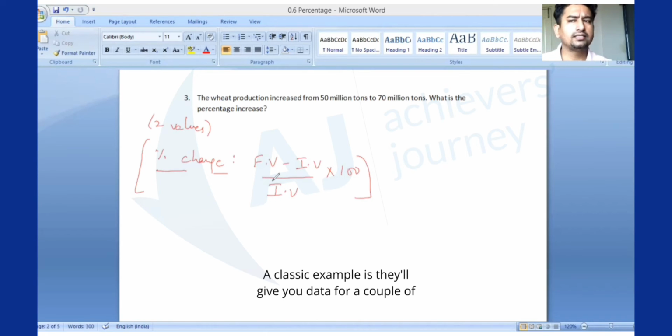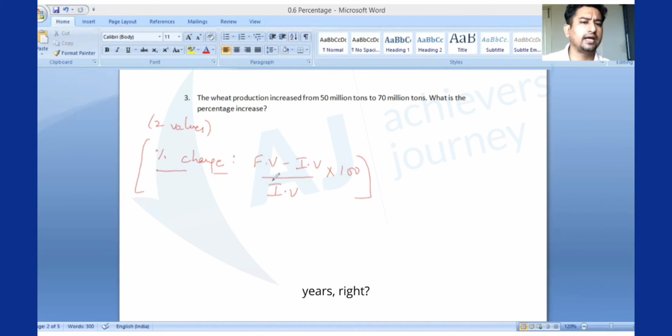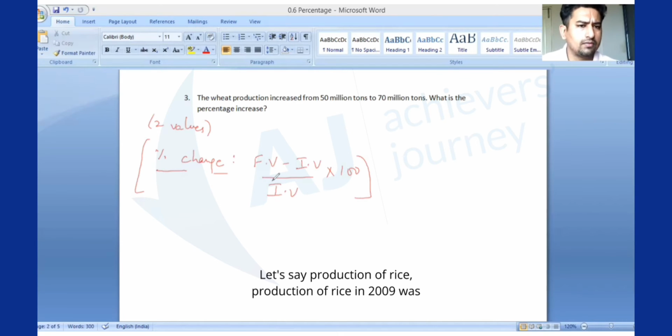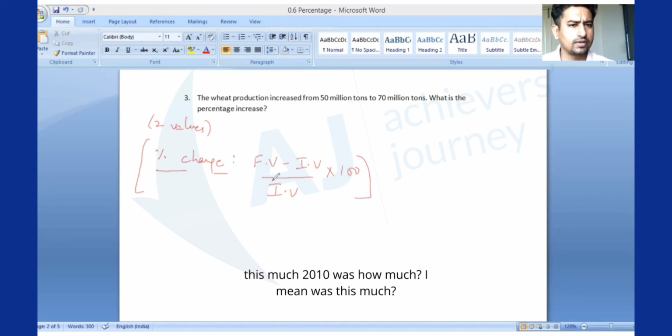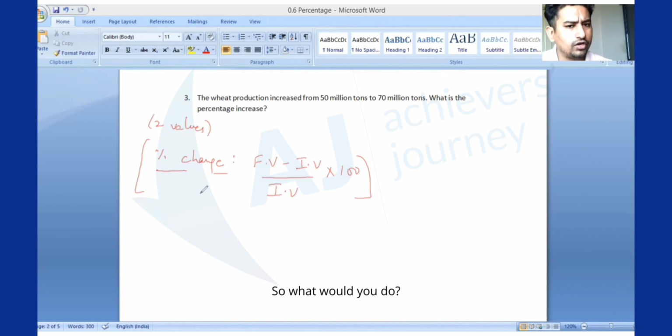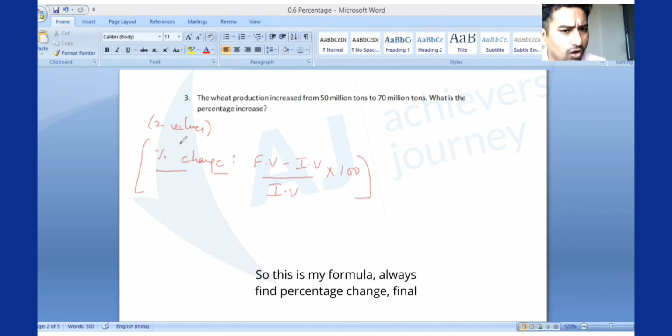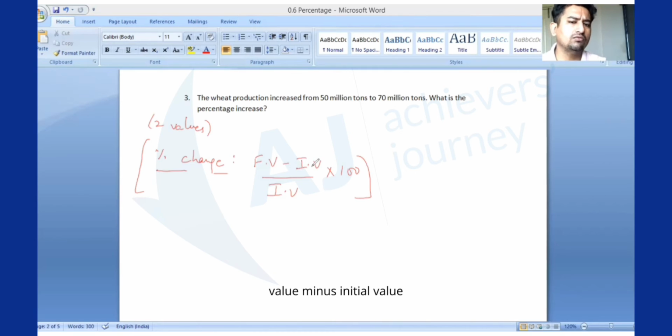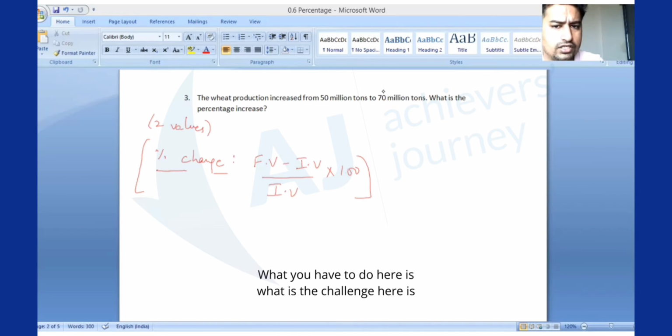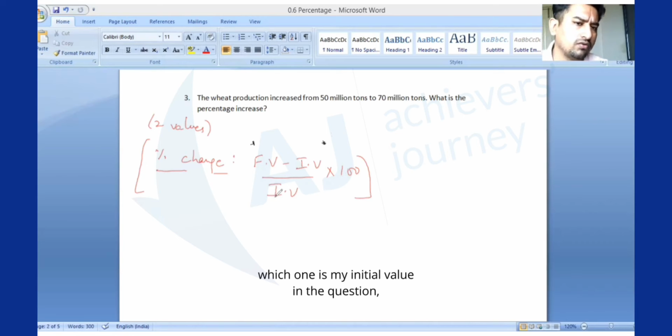A classic example is they'll give you data for a couple of years, right? Let's say production of rice. Production of rice in 2009 was this much. 2010 was this much. What is the percentage change? Final year would be 2010. Initial year would be 2009, and that is how you solve it. So this is my formula always. Find percentage change: final value minus initial value upon initial value into 100. What is the challenge here is, you have to figure out which one is my final value in the question, which one is my initial value in the question.